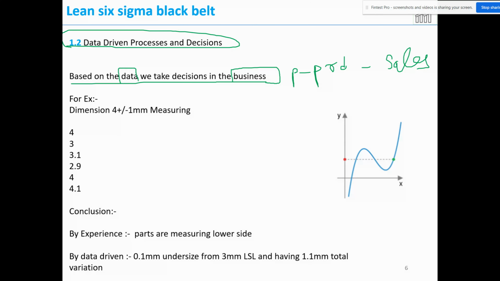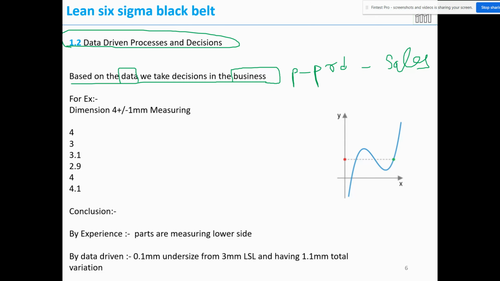Suppose you want to analyze the sales of 3 months. What you do, you collect the 3 months sales data and see which month is lower and which month is higher, and analyze what our performance is towards the customer orders. So this is called data driven processes and decisions.